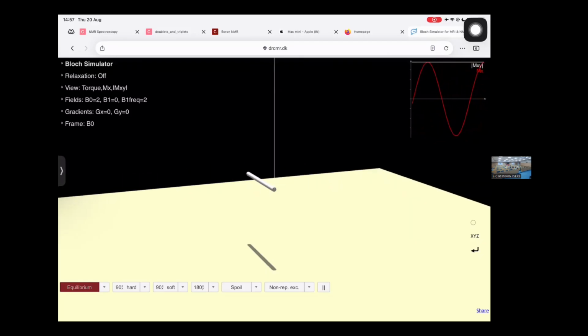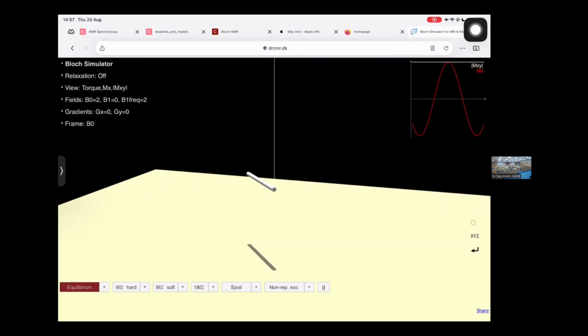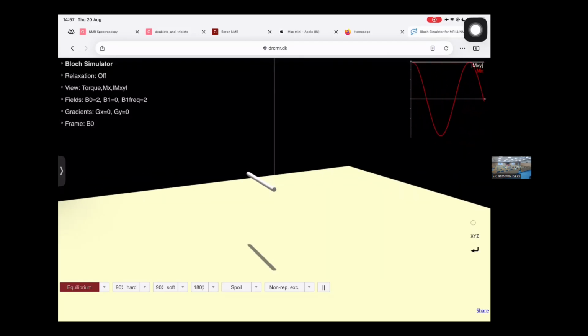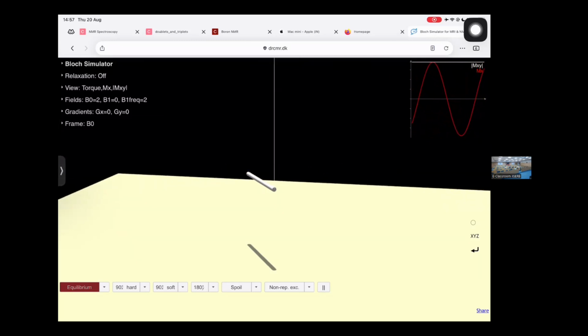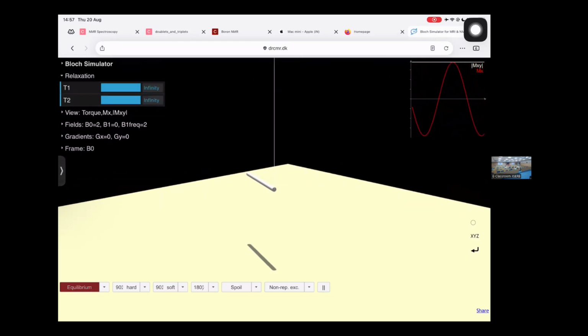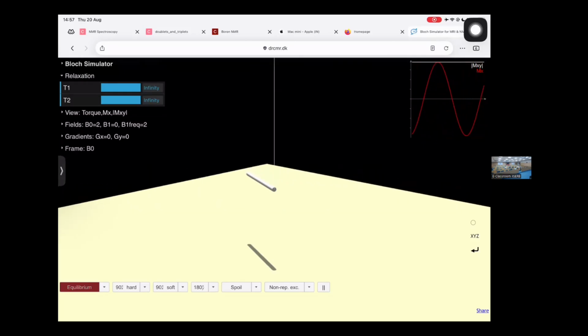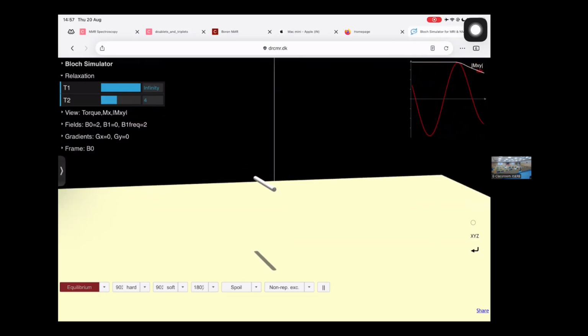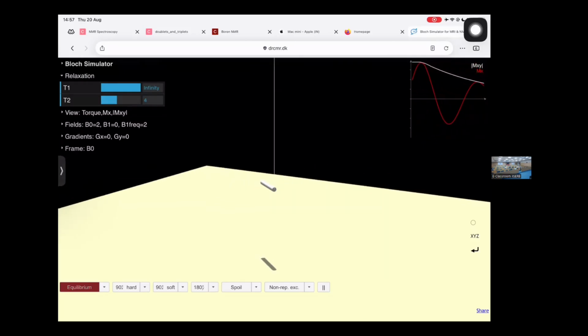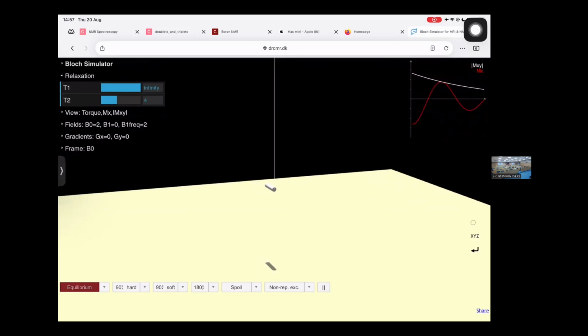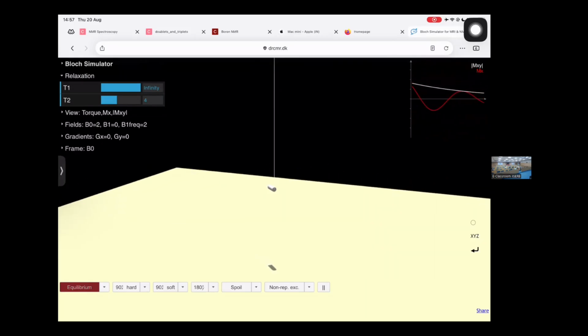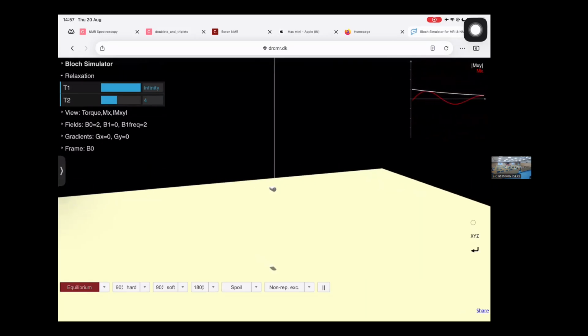Okay, so what I want you guys to do today as homework is to go play with this simulation. I'll share this and you can add relaxation to it. Currently, the T1 and T2 relaxation are infinity. Now you can always introduce T2 relaxation. See that the vector becomes smaller and smaller as a function of time. Take a look at the top right. You're able to see a free induction decay coming up.